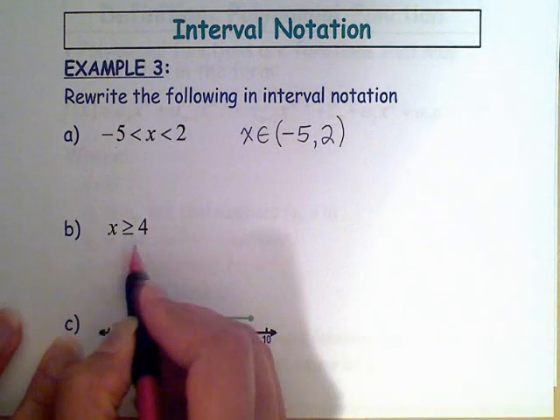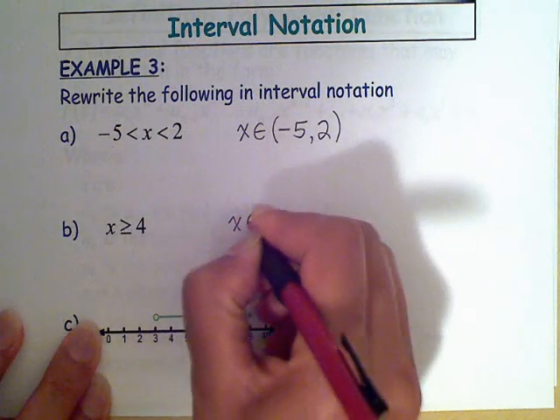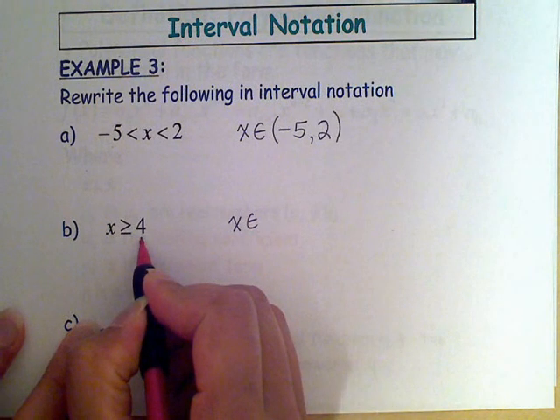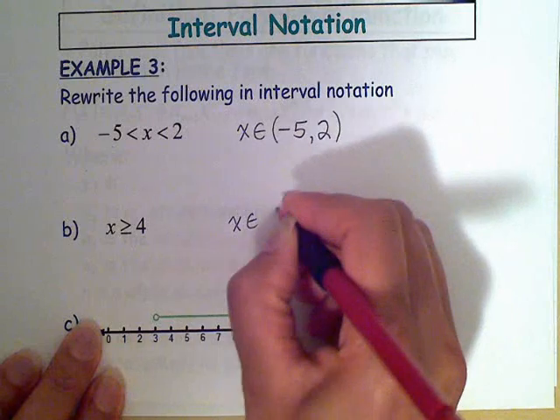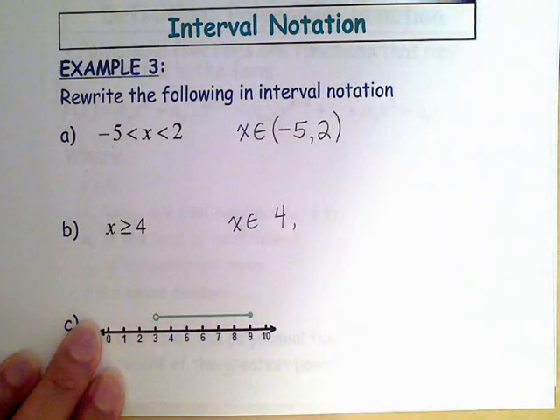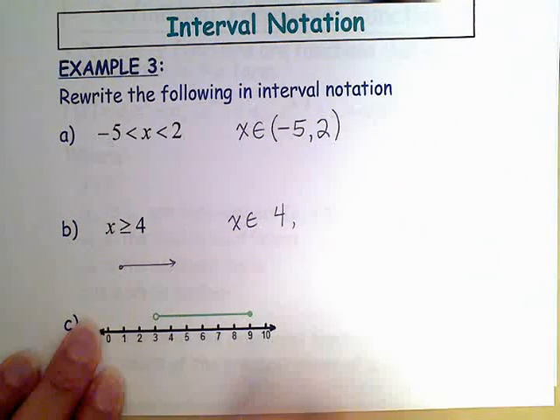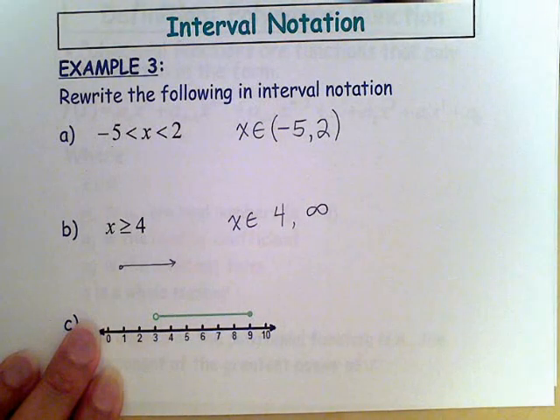For the next one, all I have is x is greater than or equal to 4. So this one's a little bit different. What this tells me is that my starting point is at 4 and all my other values are higher than that. Well, what that means is 4 is my starting point and it continues on forever. So what it's ending at is positive infinity. It's continuing until positive infinity.